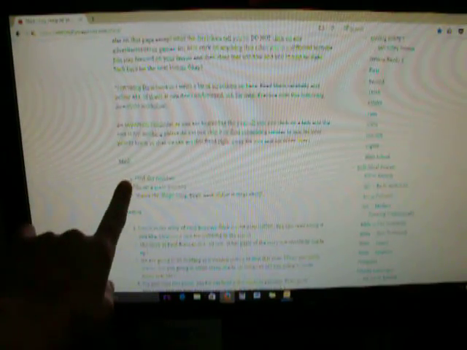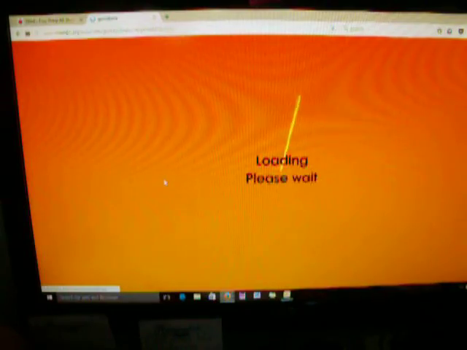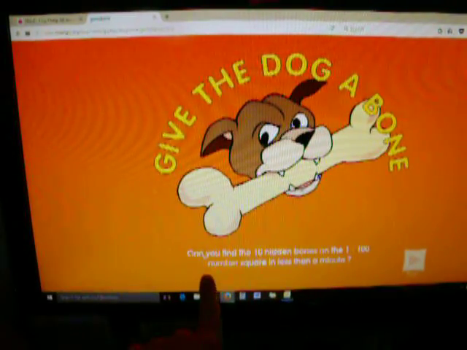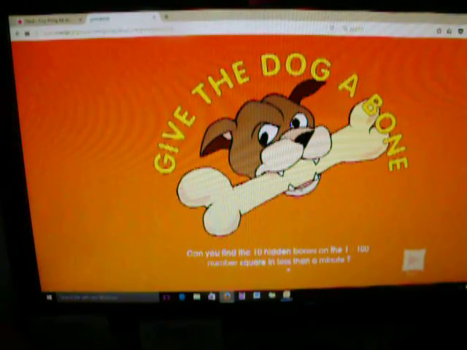Okay, so for day 1, it's written to the student. It says, "Welcome to your first day of school. Following directions." And here's math. So it has it in order, like math. This is the first thing you need to do. Find the number. The child clicks on the word number, and they have to do this game here. Can you find the 10 hidden bones on the 1 to 100 number square in less than a minute? Okay, so that's one thing.